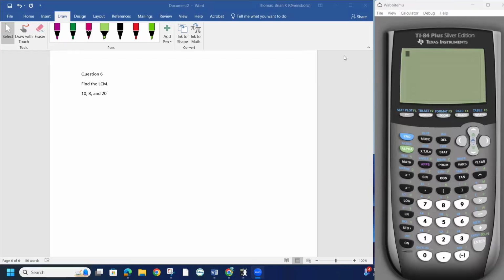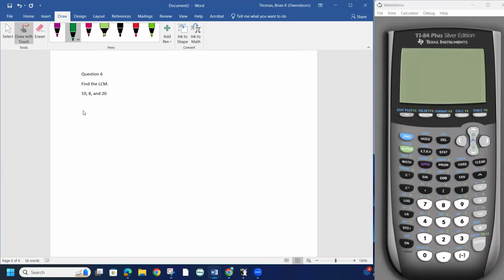So in the fraction section, there's a question about the LCM, or least common multiple. What we want to do is find the least common multiple of 10, 8, and 20. Remember, when it comes to multiples, what you're doing is multiplying the number by 1, 2, 3, 4, 5, 6, 7, 8, 9, 10, and so forth and so on.